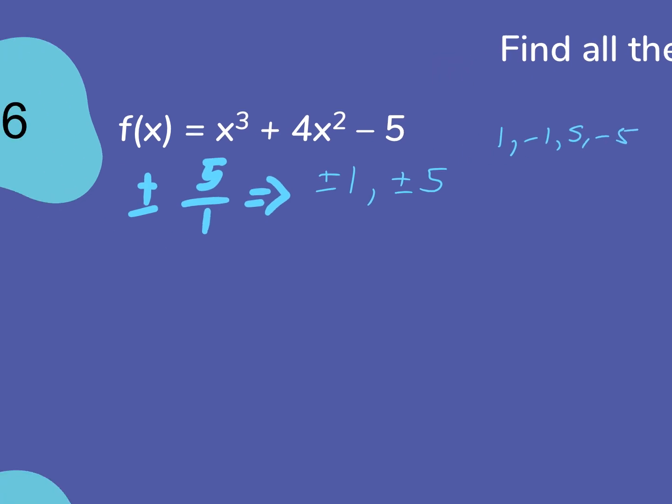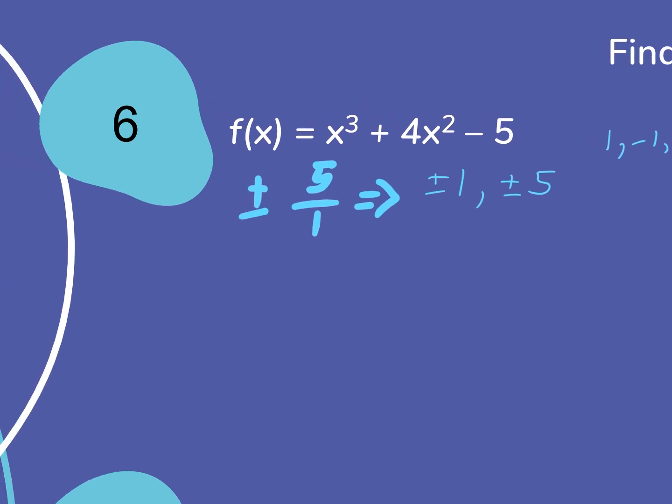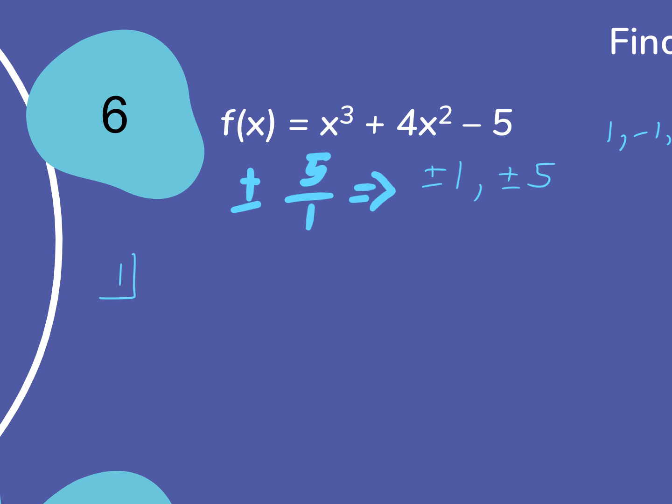So what we're going to do, and this isn't a specific science, you guys can do what you want. I always start with 1, and I synthetically divide. If 1 does not give me a remainder of 0, then I try -1. Then I go to 5, then I try -5. If you jump all around, it's not the greatest thing in the world. So let's just try 1. Let's do synthetic division with 1.